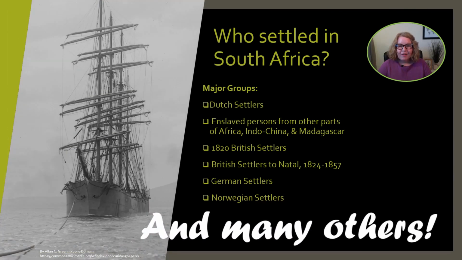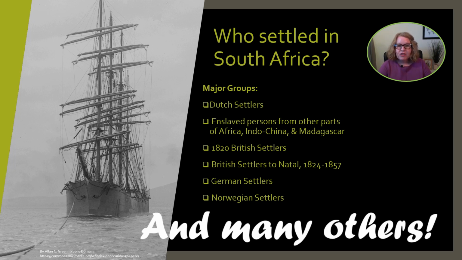So who came to South Africa and settled there? The Dutch arrived in 1652 and established a halfway station as a supply stop for their ships. These are the ships of the VOC, or the Dutch East India Company, who were traveling to Indonesia and needed that halfway point just to resupply all their ships.